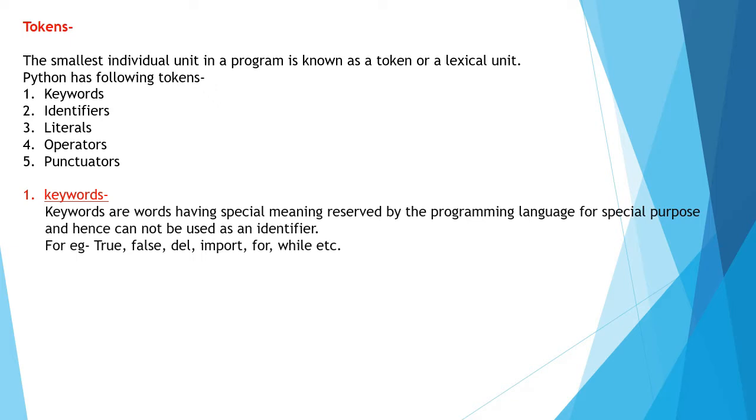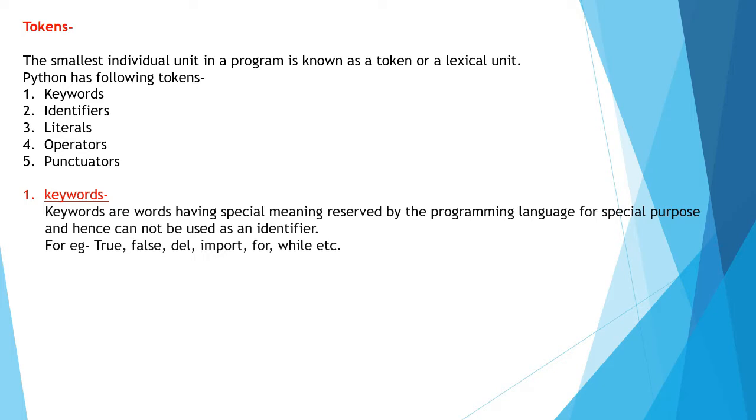Some words like True, False, None, import, for, while, etc. As you can see by the names, True and False are for showing the true or false value. Similarly, import is for importing some files from a particular place. For and while are used for looping. All these words are already reserved by the interpreter and you cannot name any variable after these keywords. So that is the first token, the keywords.